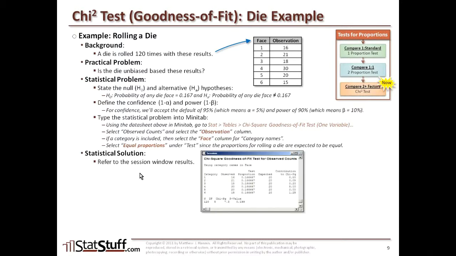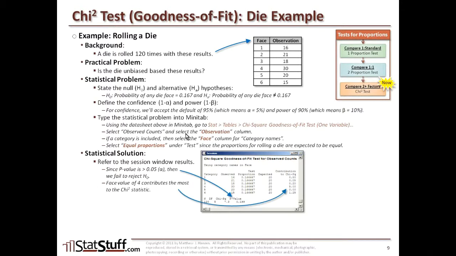So for the statistical solution, we're going to come up with this kind of output that comes from Minitab. And what we're going to do is look at the p-value in here. In this case, the p-value comes up as 0.199. Since this p-value is greater than our alpha risk of 0.05, then we fail to reject the null hypothesis. That is, we fail to reject this null hypothesis that the probability of any die face is equal to 16.7%. By failing to reject it, we're saying we're actually accepting that it's innocent. We're accepting that it is actually equal to the proportions we would have expected, the equal proportions.